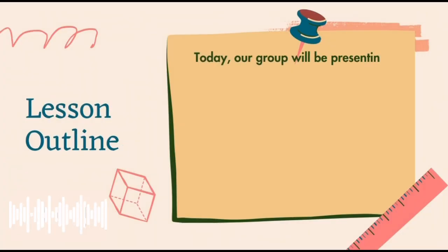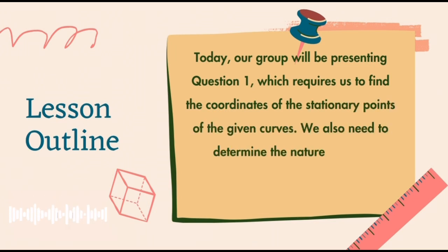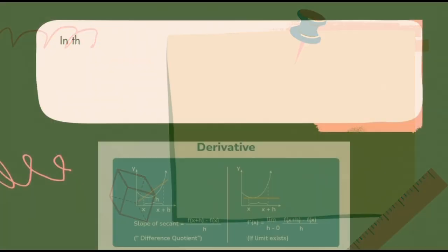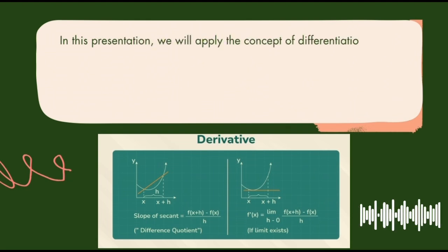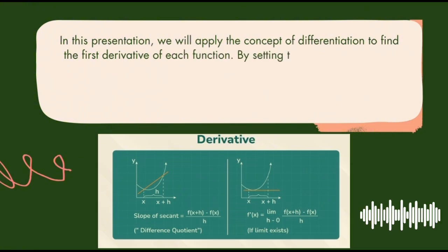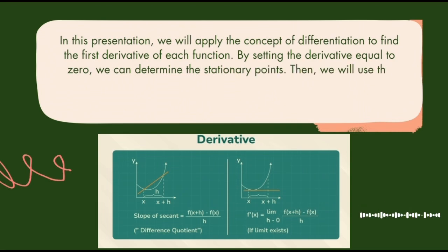Our group will be presenting question 1, which requires us to find the coordinates of the stationary points of the given curve. We also need to determine the nature of each stationary point and sketch the graph of the curve. In this presentation, we will apply the concept of differentiation to find the first derivative of each function. By setting the derivative equal to 0, we can determine the stationary points.